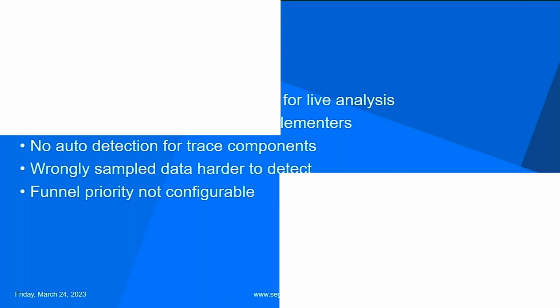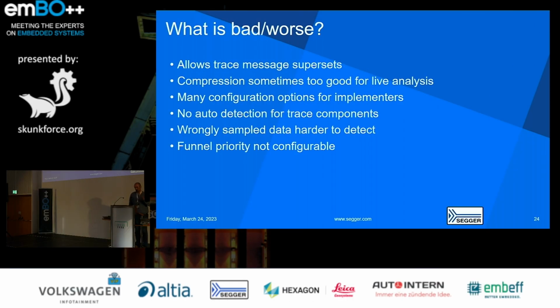Well, there are also some downsides. Some of these are just my opinion, but it's what we have. So what's better or worse? On the one hand, it's a great thing that you can have message supersets. On the other hand, it's horrible that you can have trace message supersets, because you're defining a standard, right? And if you allow implementers to add messages as they like, at some point mistakes will happen. And the question is, how carefully worded is such a standard, where you can then say, no, you did it wrong, you're not standard compatible, tough luck.